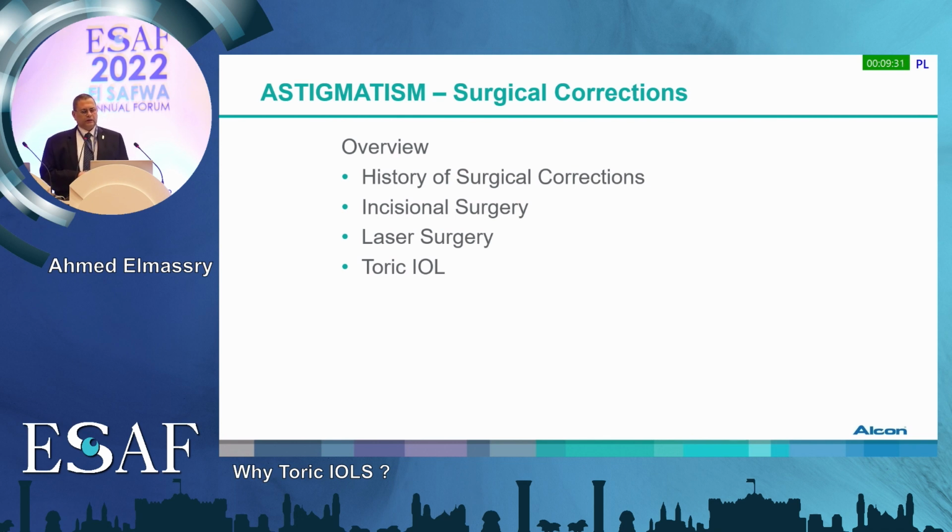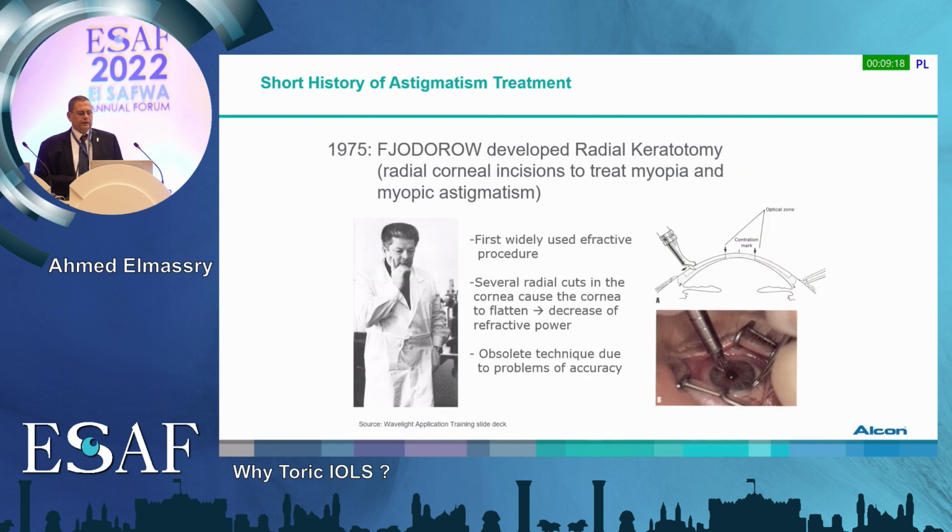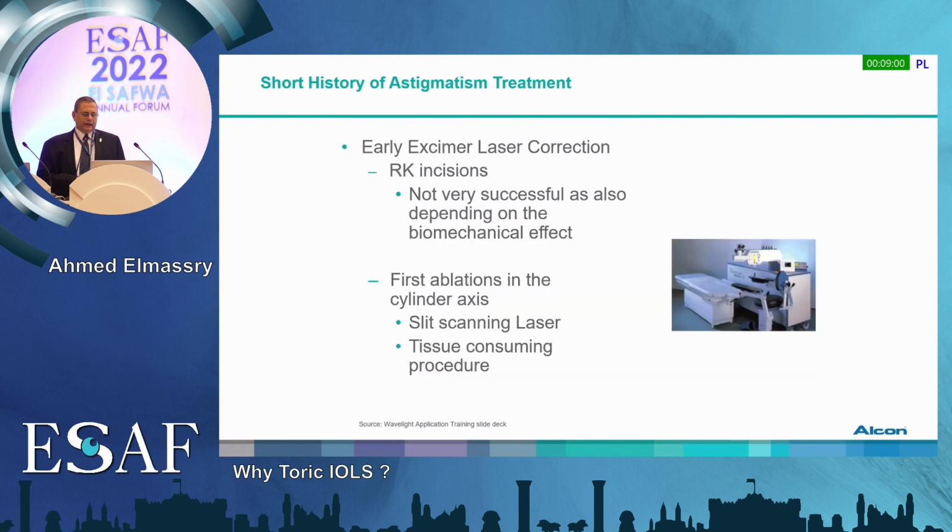We have history and the incisional surgery, the laser, and we leave the toric IOL for Dr. Ala Izzawi. And this is simply Dr. Tariq trying to present the history of how to treat astigmatism, starting with Sato in 1936 with his incisions, then Fyodorov with the famous radial keratotomy, which maybe started in 1969. Of course, all of you know the PERK study: after 10 years of radial keratotomy, more than 80% had regression, but the idea was nice.